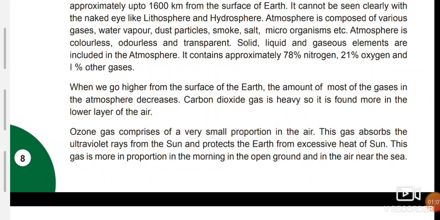When we go higher from the Earth's surface, the amount of most of the gases in the atmosphere decreases. Carbon dioxide gas is heavy, so it is found more in the lower layer of the air. That is, in the lower layer of air, carbon dioxide molecules are present because they are heavy. And as you go to higher areas, like when you go to the mountains, you will notice that the oxygen level keeps decreasing. So most of the gases in the atmosphere decrease as we go above the Earth's surface.